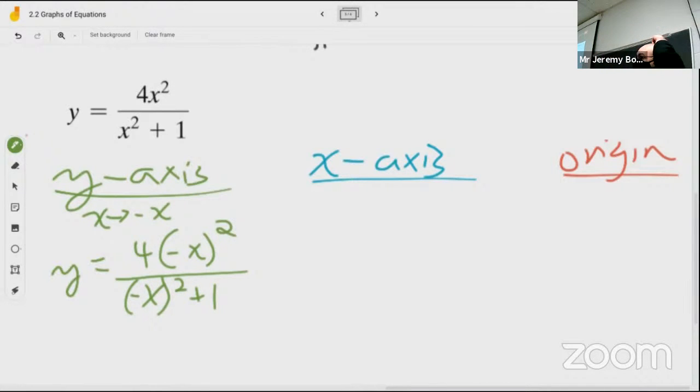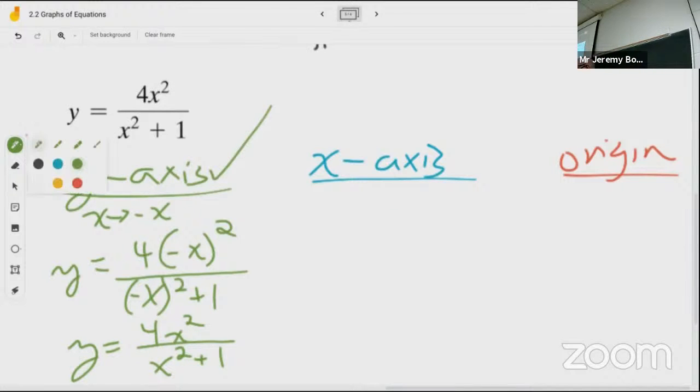And then we're going to evaluate those, negative x squared. That's going to be y is equal to 4x squared over x squared plus 1. And so you see that matches the original. And so, yeah, it's symmetric with respect to the y. Questions on that?